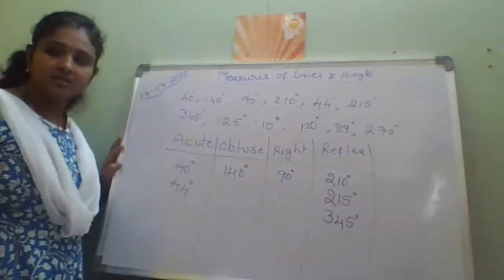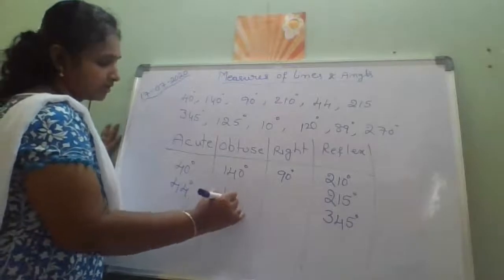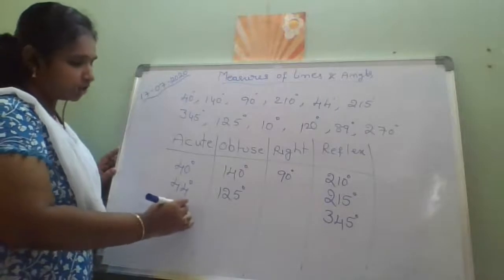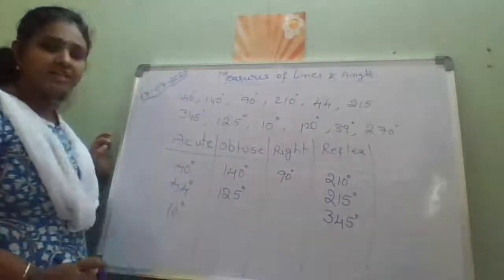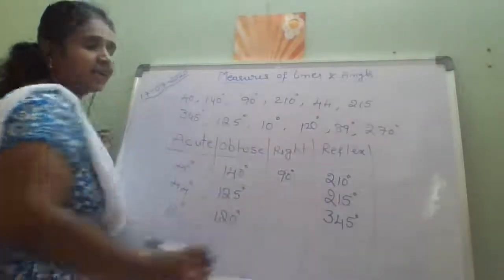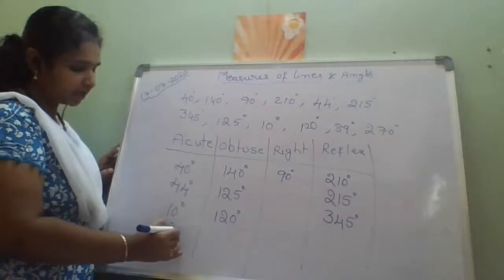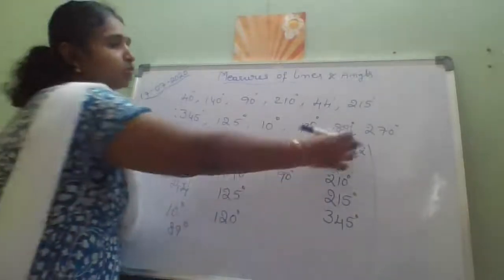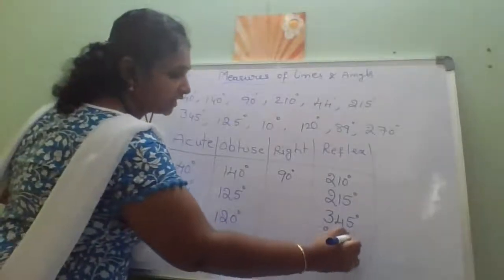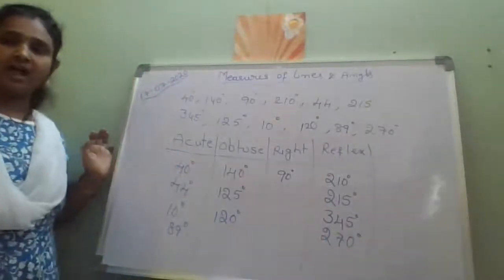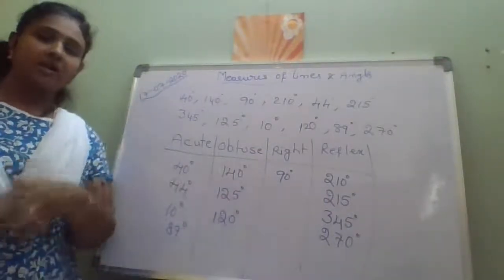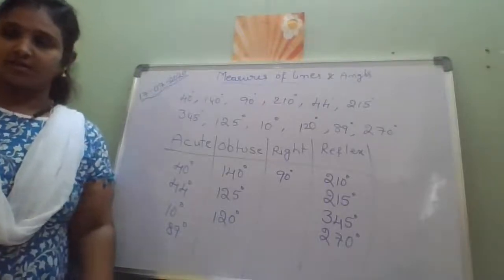125 degrees, obtuse. 10 degrees, acute. 120 degrees, obtuse angle. 89 degrees, acute. 270 degrees, reflex angle. Like this, we classify the types of angles.